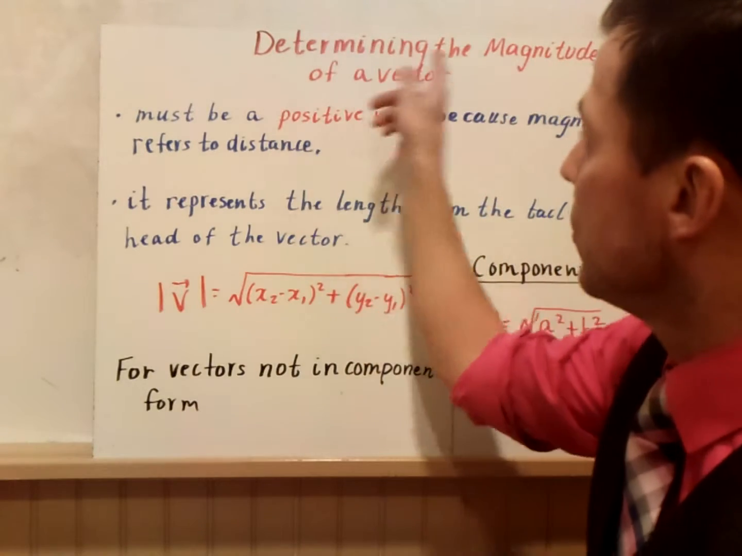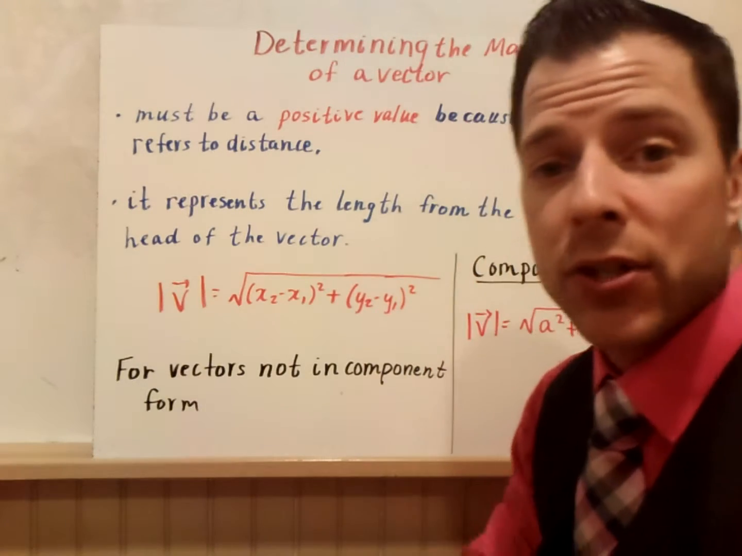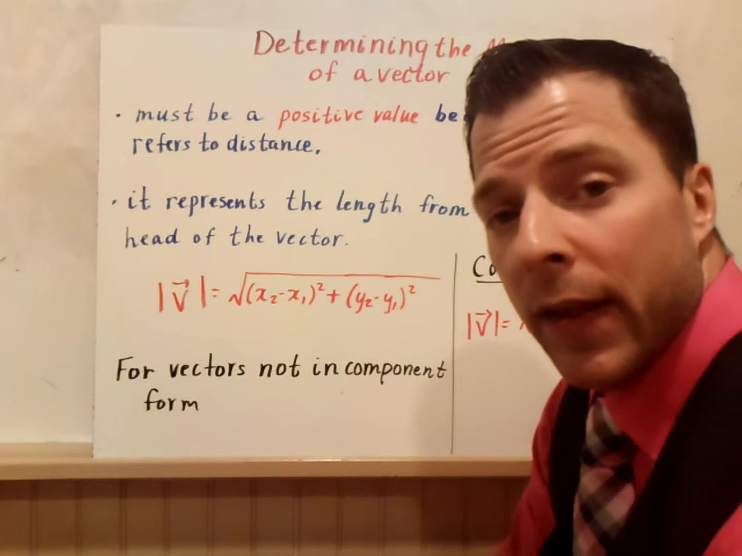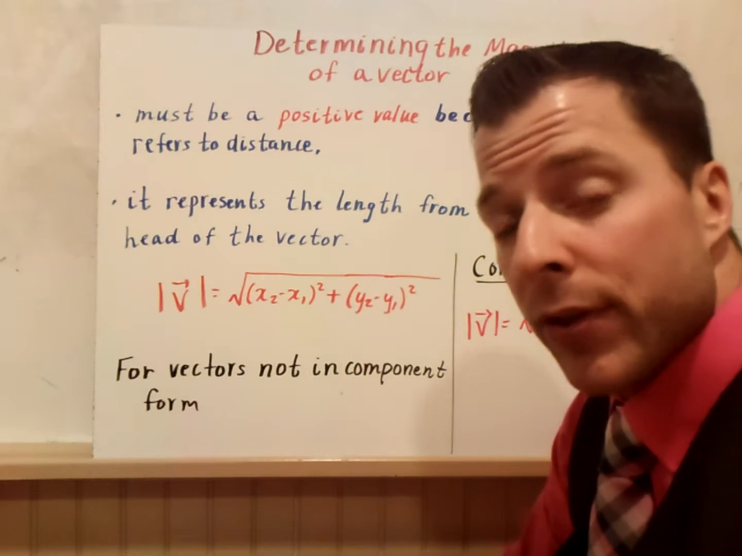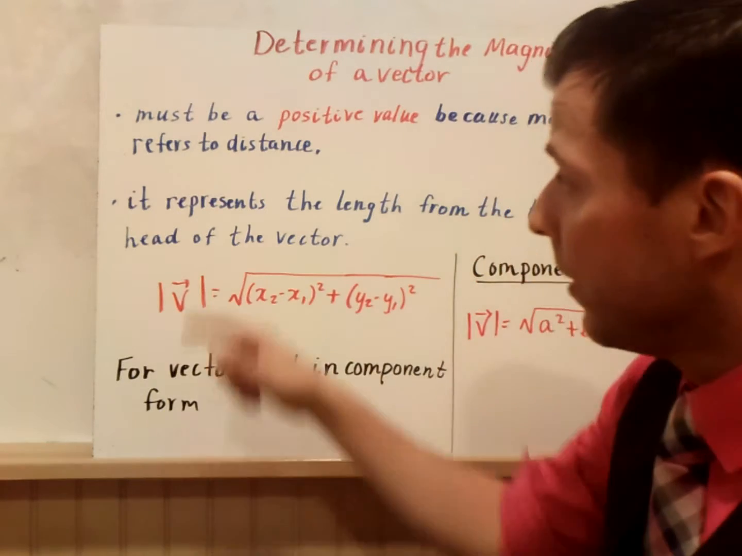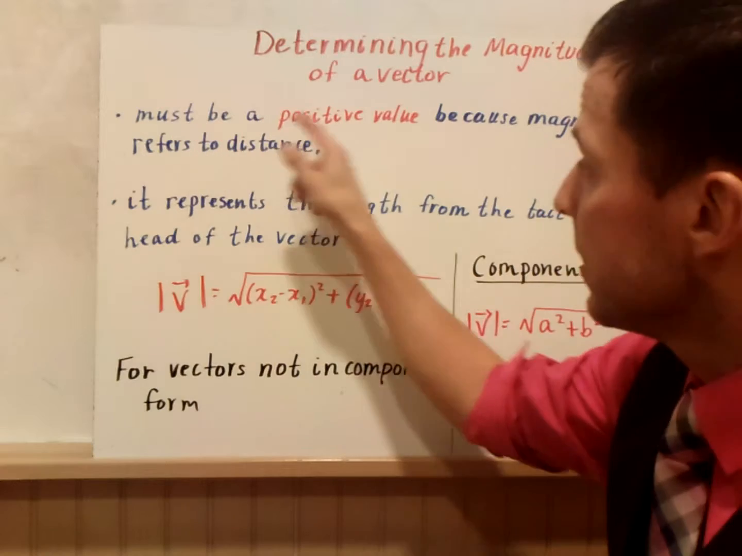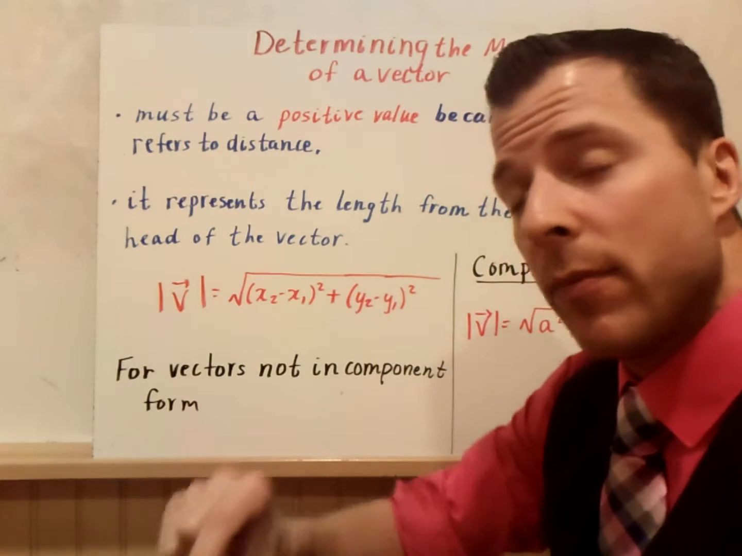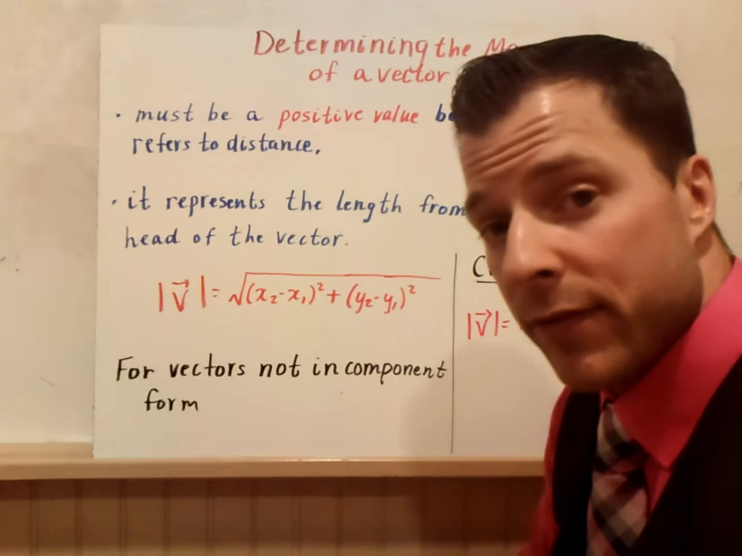Hi guys, welcome to determining the magnitude of a vector. So in our first video we described what a vector is. A vector, or a directed line segment, has both direction and magnitude. So today we're going to talk about how to determine the magnitude. Now the magnitude must be positive because magnitude refers to a distance. It's the distance from the tail to the head of the vector.